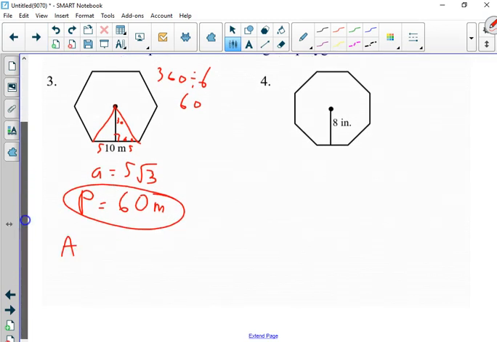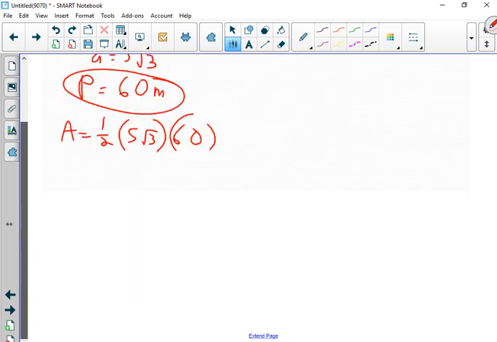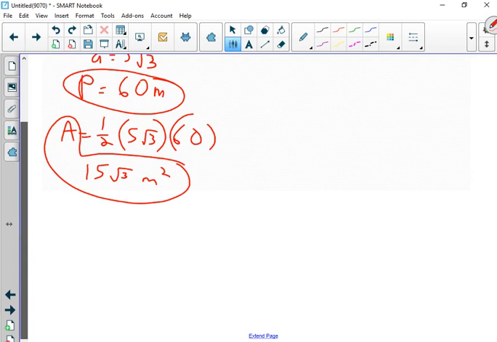Then our area, we have what we need, 1/2 times our apothem, which is 5 root 3 times 60. So whatever way you want to do it, 1/2 of 60 is 30, times 5 is 150 root 3 meters squared. That's our area. Oops, 150. Lost my 0.